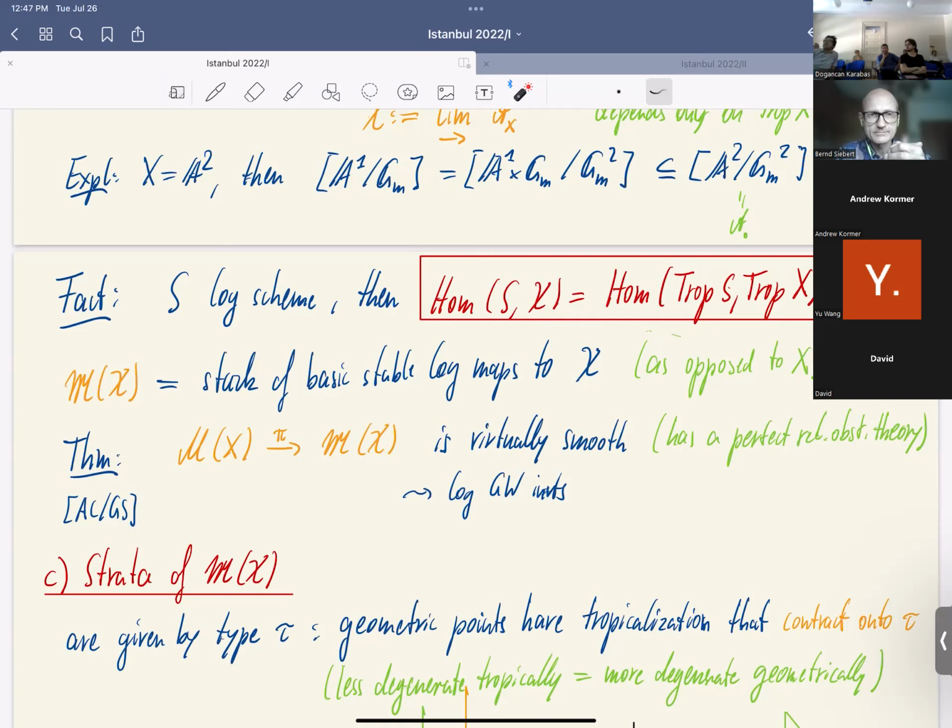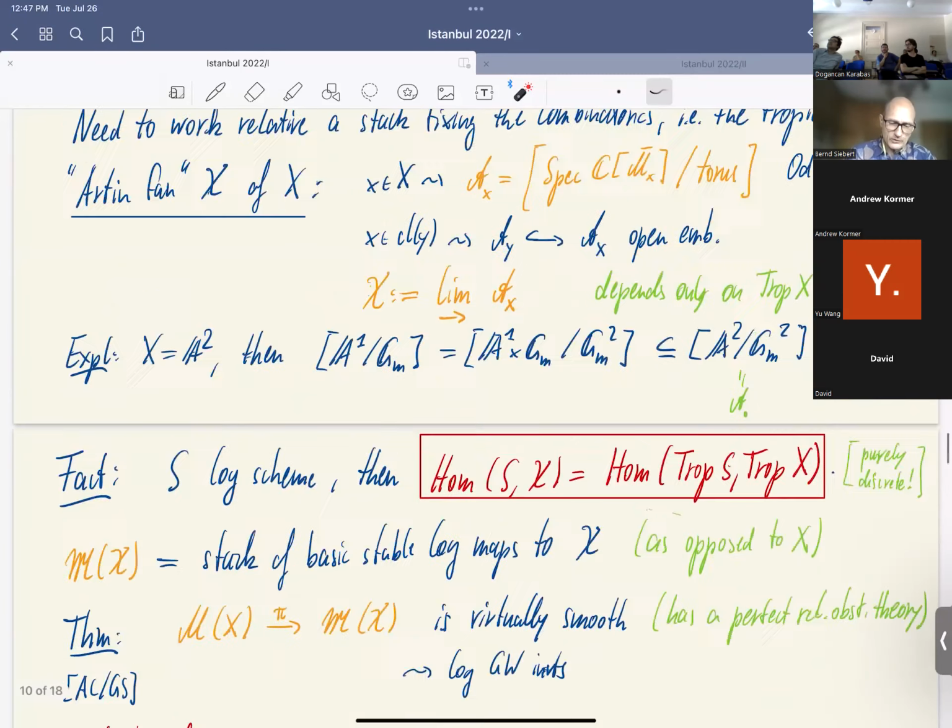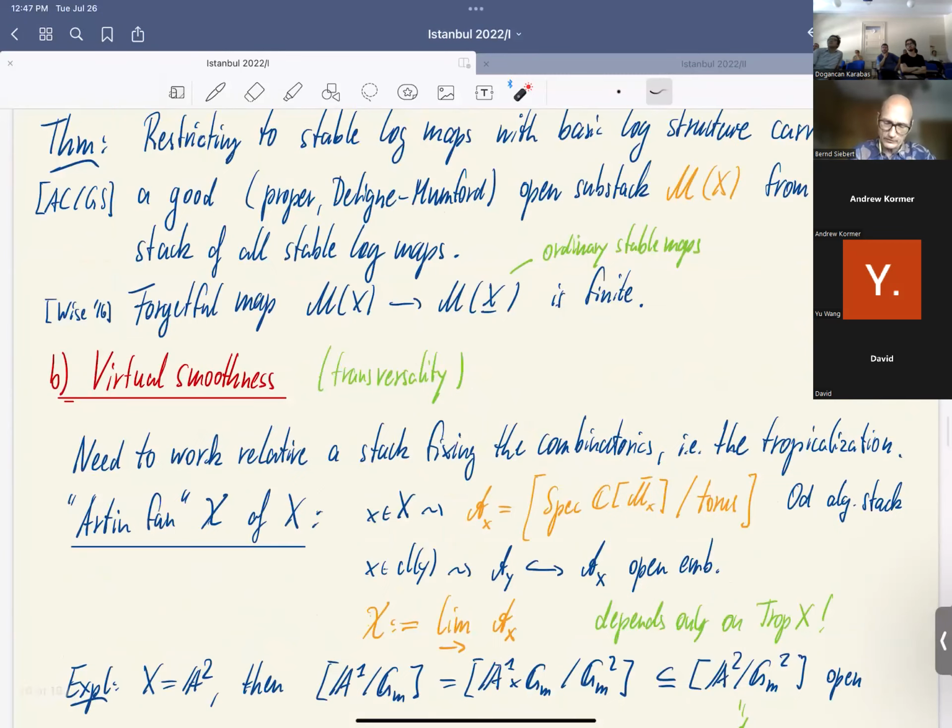Okay, I guess that's it. So what kind of object is curly X again? Yeah, it was this weird Artin fan. You take the co-limit of all these quotients of toric varieties by their tori. So these are zero-dimensional Artin stacks, and the maps used are open embeddings, curiously, and then you glue them all together.